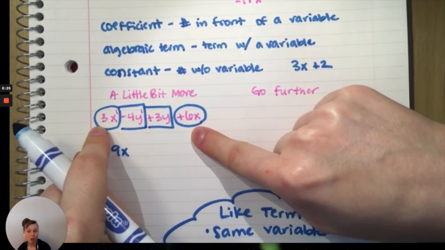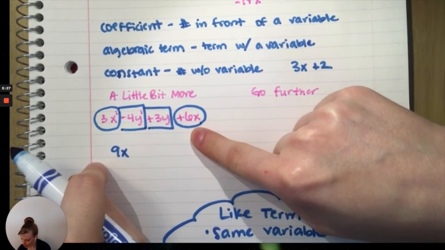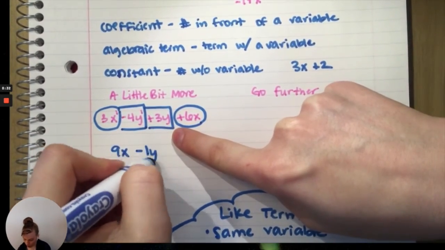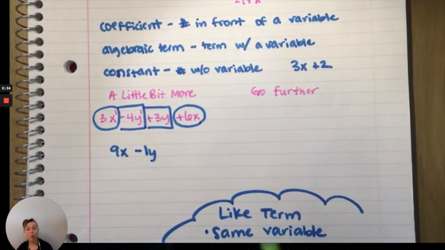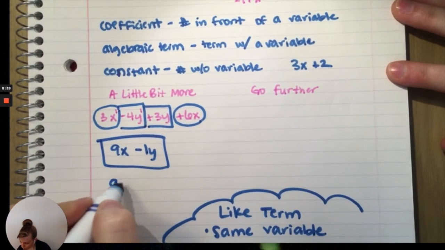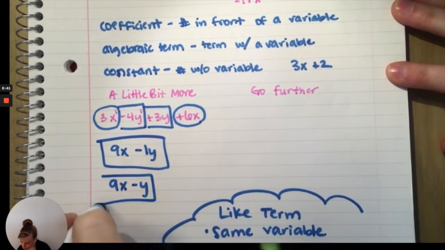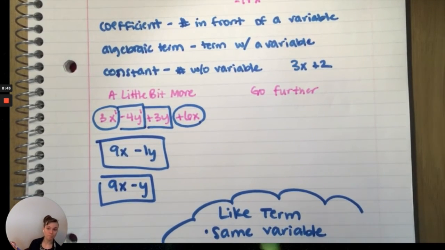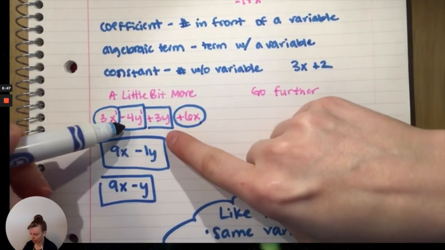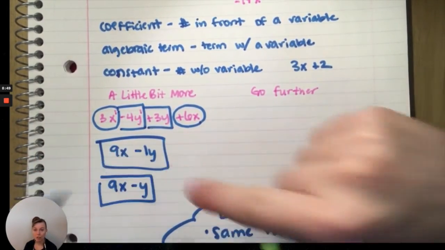Typically we go alphabetical, so x makes sense in this sense. -4y plus 3y is -1y. You don't have to write the 1. You could just write -y. So this could be your final answer, or we could write this. Both of those are fully simplified. So the 3x and the 6x made the 9x, -4y and the 3y made -1y.